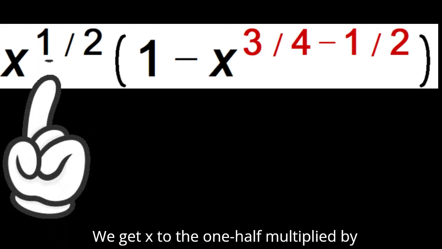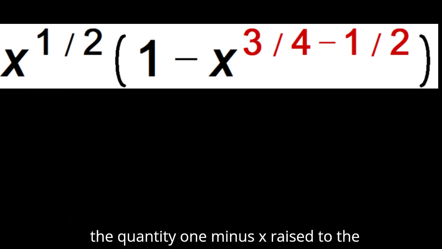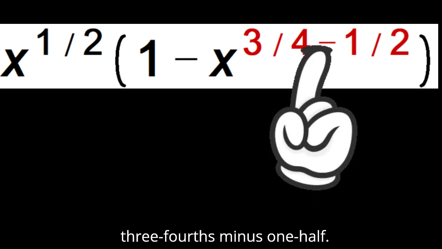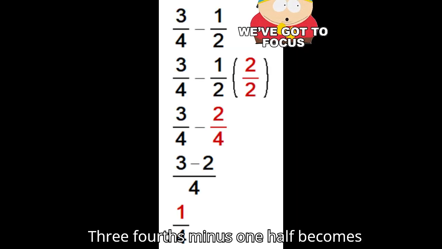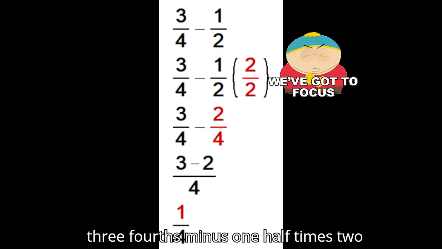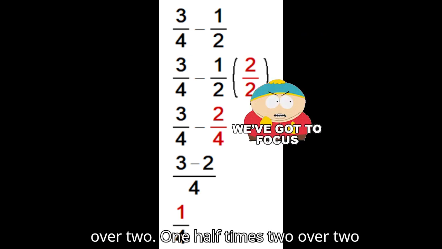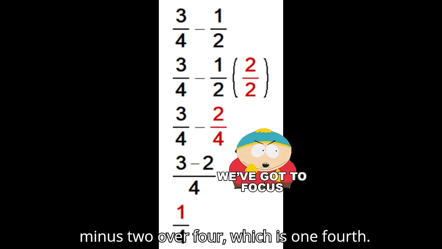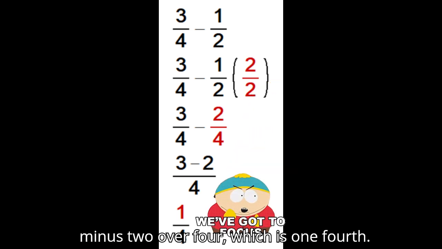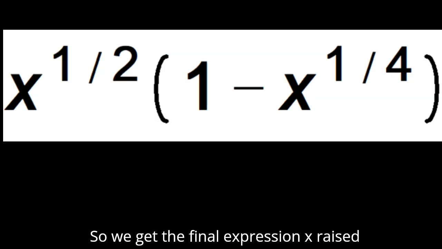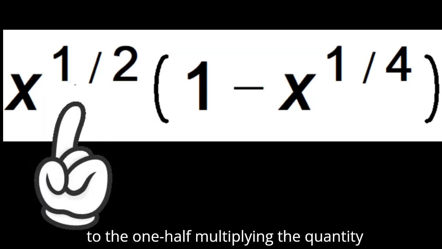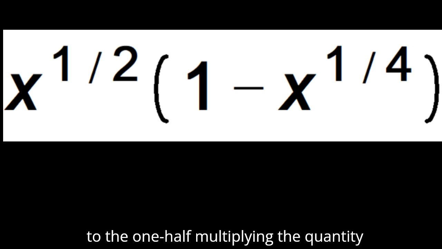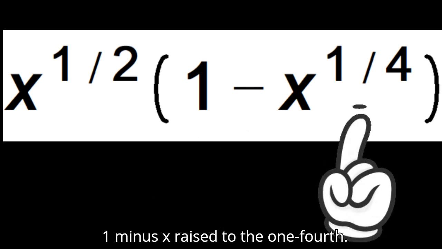We get x to the 1/2 multiplied by the quantity 1 minus x raised to the 3/4 minus 1/2. 3/4 minus 1/2 becomes 3/4 minus 1/2 times 2/2. 1/2 times 2/2 becomes 2/4. So we get 3 minus 2 over 4, which is 1/4. So we get the final expression x raised to the 1/2 multiplying the quantity 1 minus x raised to the 1/4.